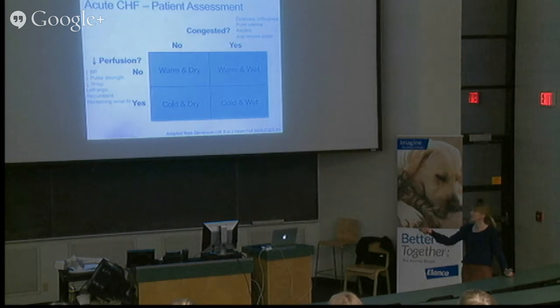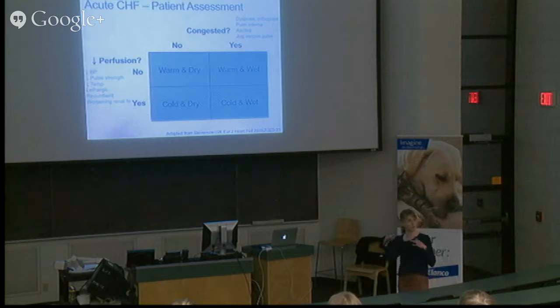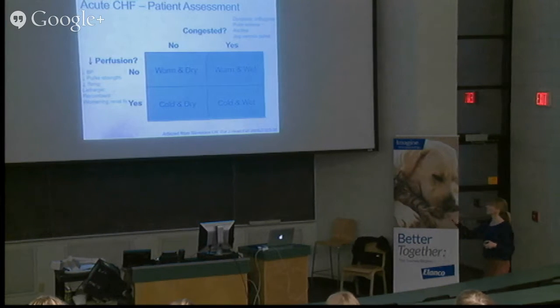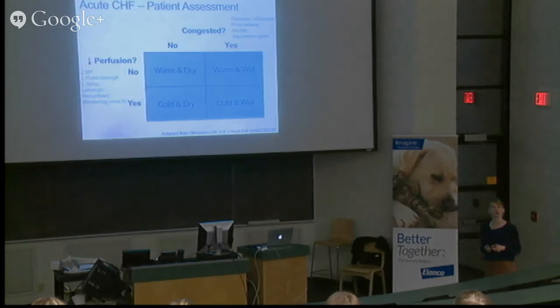Are they hypothermic? Are they cold? Are they lethargic to the point of being recumbent? And do we have evidence of worsening renal function? We can use renal function as one of those perfusion parameters. So we're trying to assess both congestion status and perfusion status. And then we want to slot our patients into one of these four quadrants.